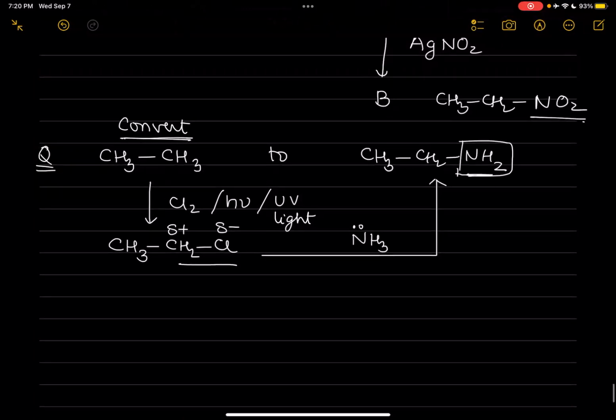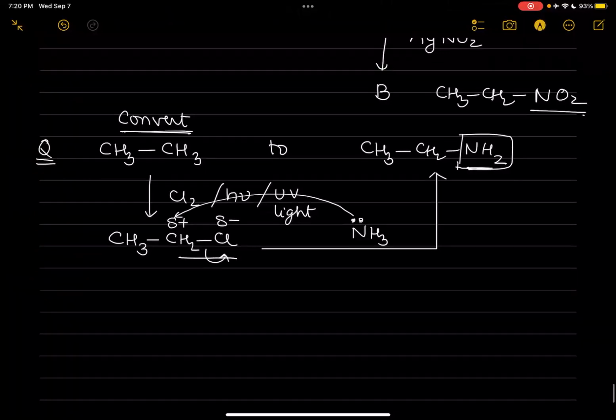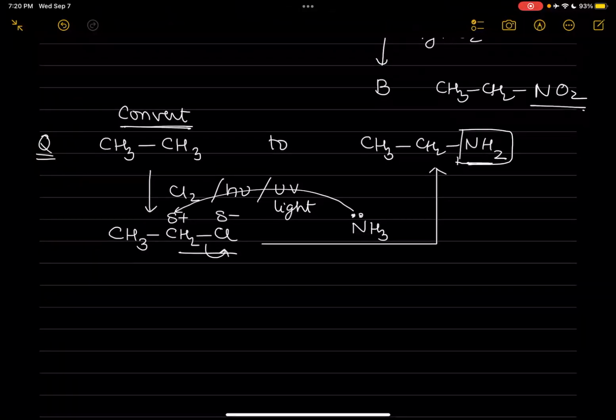Is it clear? So can we just use NH2? Actually, NH2 minus is very difficult to handle. You can use NaNH2 also. But ammonia is normally available, so that is easier to handle. You can use ammonia, and this ammonia will attack.